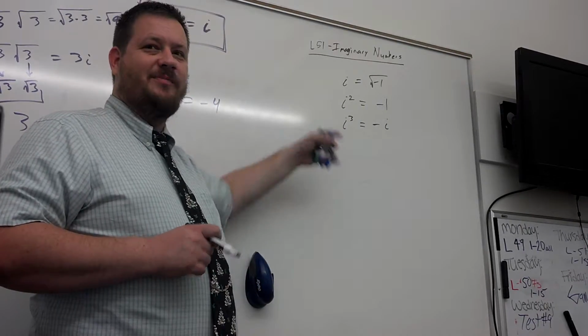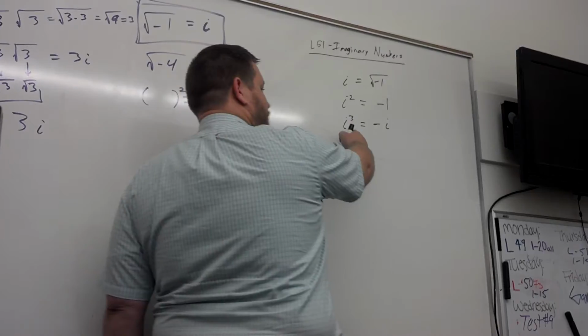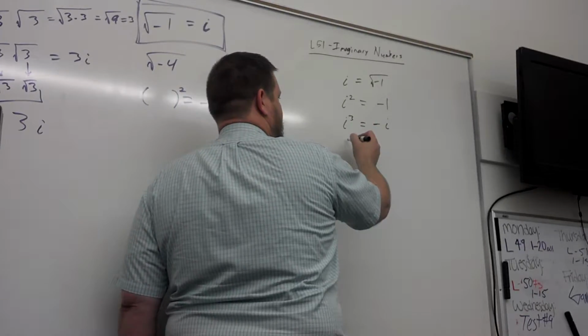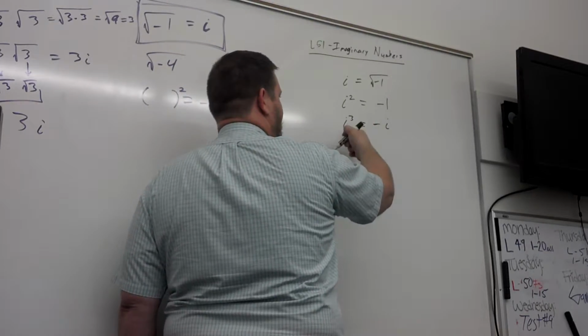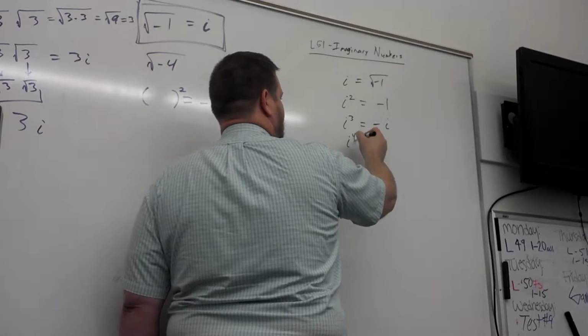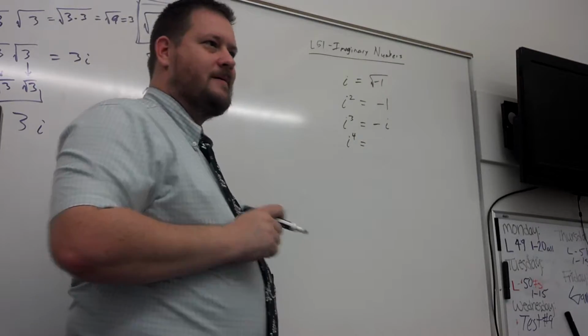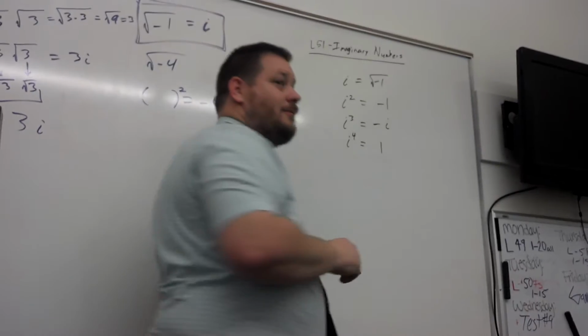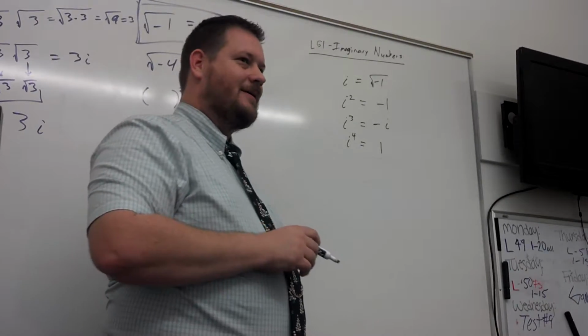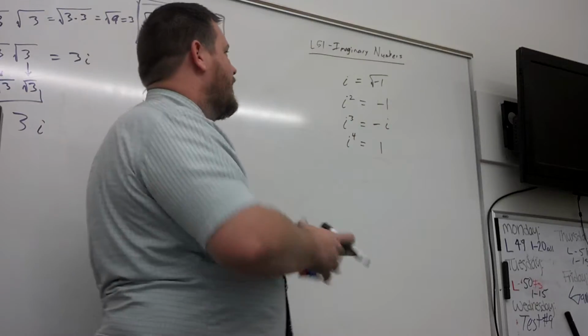Alright, let's take this equation. Let's multiply both sides by i. i cubed times i is i to the fourth. And then let's multiply this by i again. Negative i squared is 1, because it's negative 1 times negative 1, which makes it a positive 1.